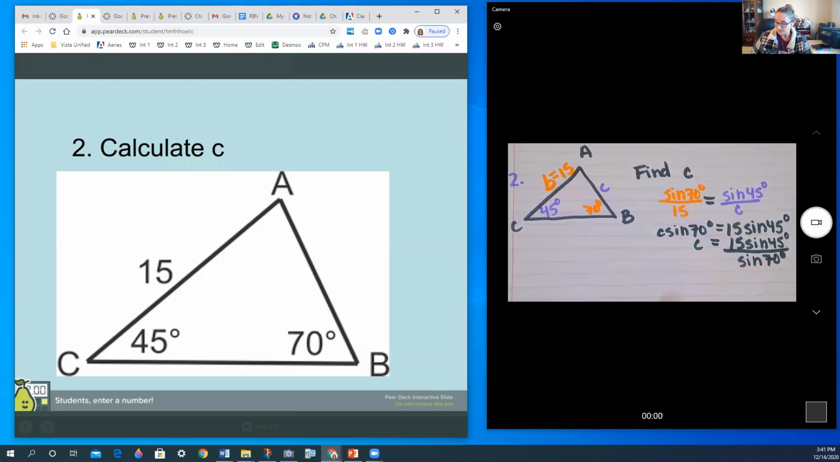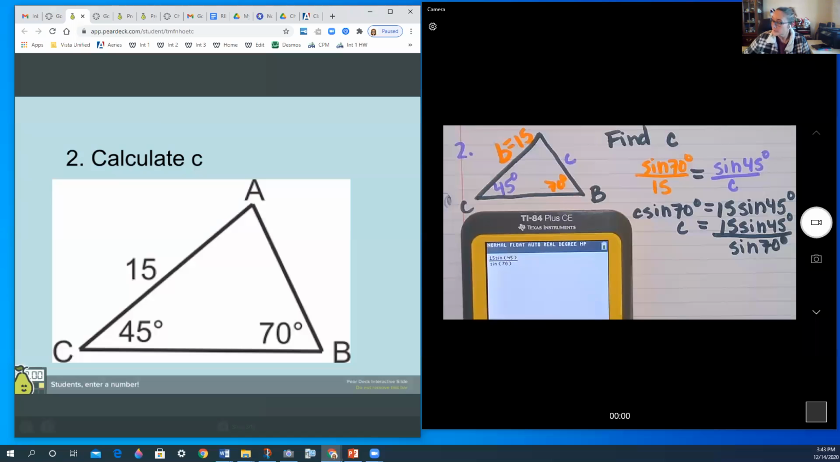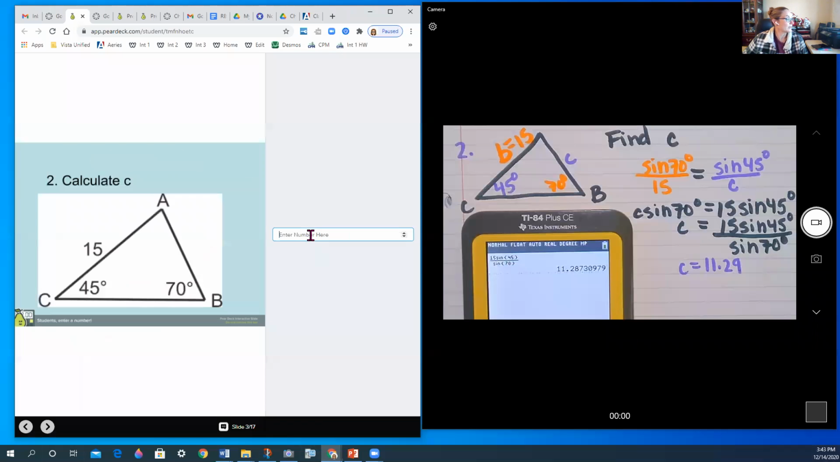So I'm going to put this in my calculator. And when I put that in my calculator, I end up getting 11.29 as my answer. And when I go put it over here, okay, typing in 11.29.